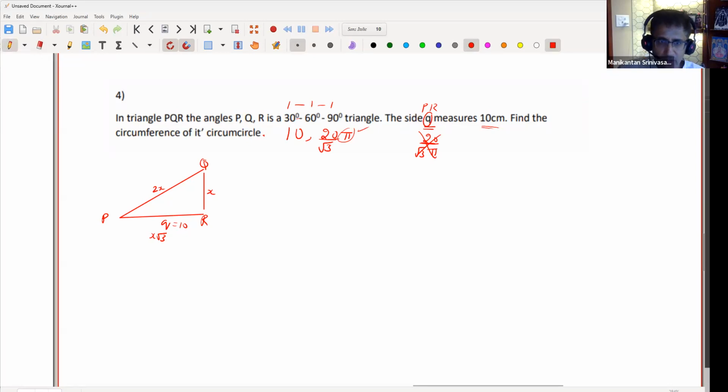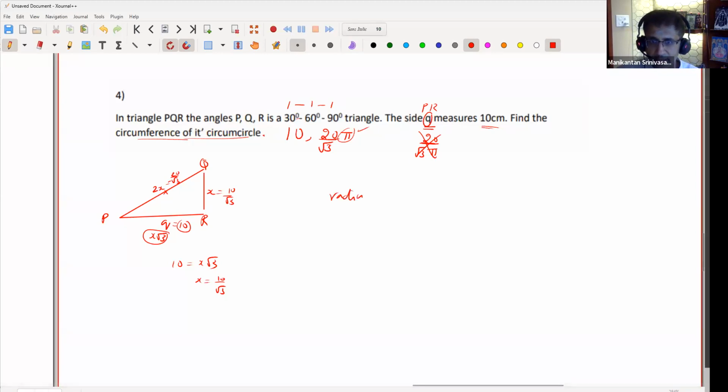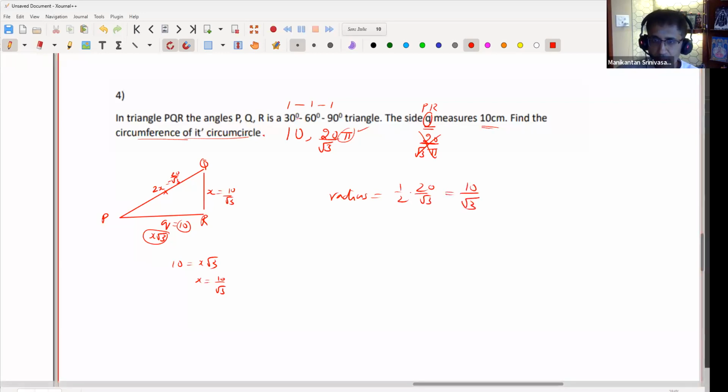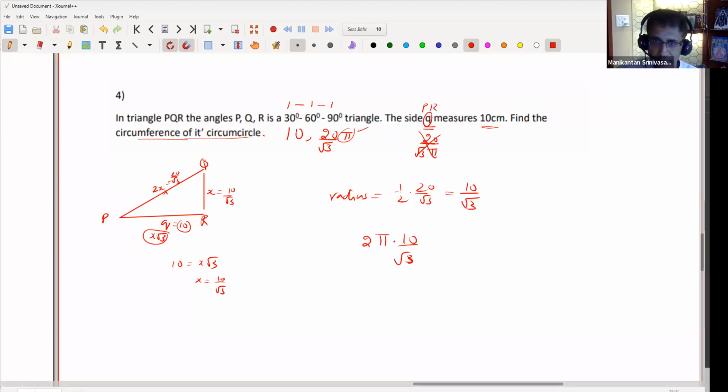1 is to root 3 is to 2. So in this case, x root 3 corresponds to 10. So 10 is x root 3. Therefore x is 10 by root 3, and the hypotenuse is 20 by root 3. Now, find the circumference of its circumcircle. We just saw that the circumradius is half of the hypotenuse, half of 20 by root 3, which is 10 by root 3. Therefore, the circumference is 2 pi into 10 by root 3. So you're right. Well done, Avinash.